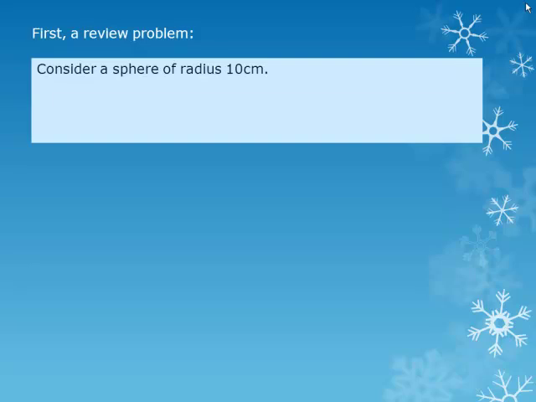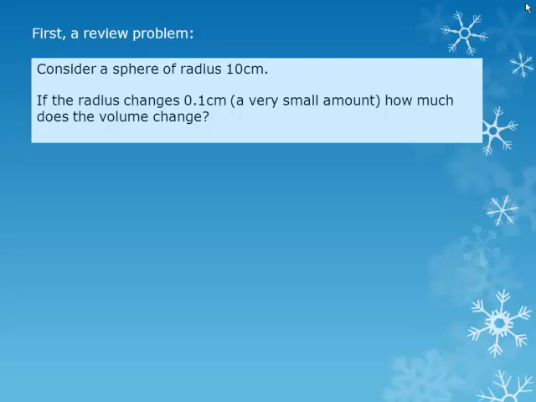Consider a sphere that has a radius of 10 centimeters. If the radius changes 0.1 centimeters, a very small amount, how much does that change the volume? So remember, we found the relationship between volume and radius: volume equals 4/3 pi r cubed. Then to find the differential, to estimate that change, we found the derivative. So dV/dr would equal 4 pi r squared, right? I'm taking my 3 off the back and multiplying it to the front, which gives me 4 pi r squared. Then remember, we multiplied our dr to the other side, so we have the differential dV equaling 4 pi r squared dr.